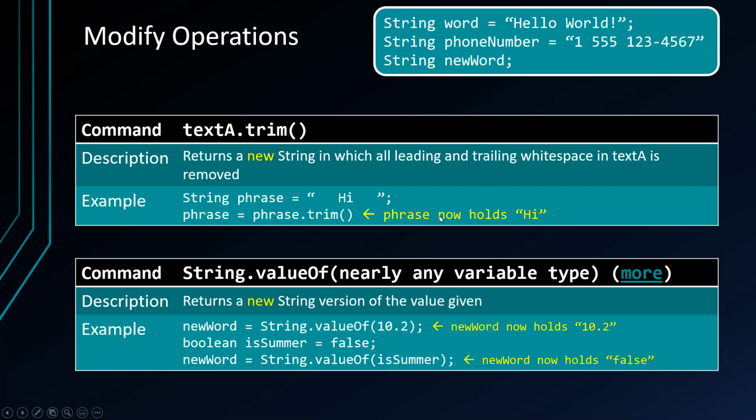Okay, let's go up to trim first. I don't want to go to valueOf. I will fix that later. Anyways, so what trim does is cut off any white space on both ends of your text.